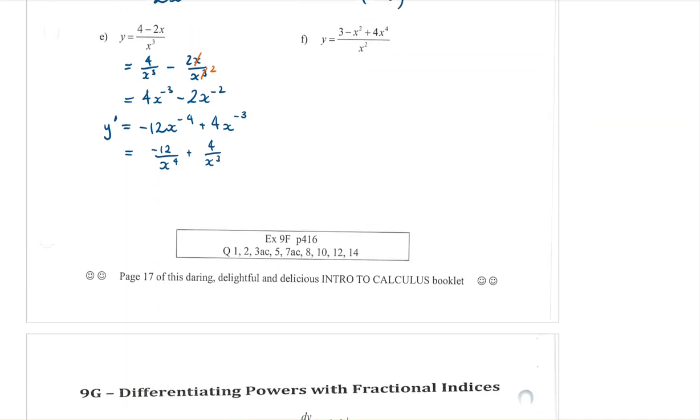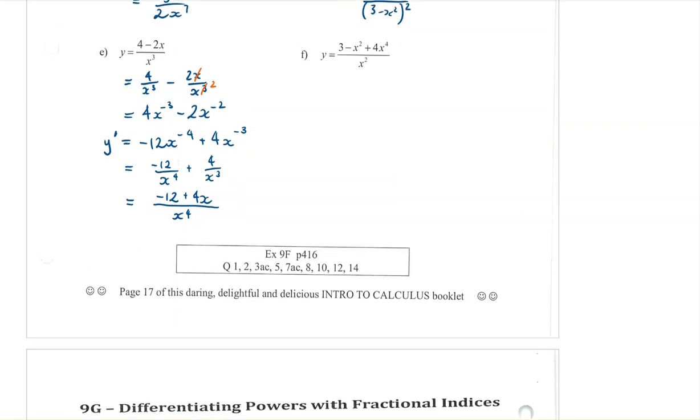But also in the question, I only had one fraction. So it would be nice if I could get a common denominator and push those together. So I have x to the power of 4 and x to the power of 3. The common denominator would be x to the power of 4. The first fraction already has that, and all I need to do is multiply that second fraction by x, which means I would have a 4x on the top. And that is it. One last question, f.